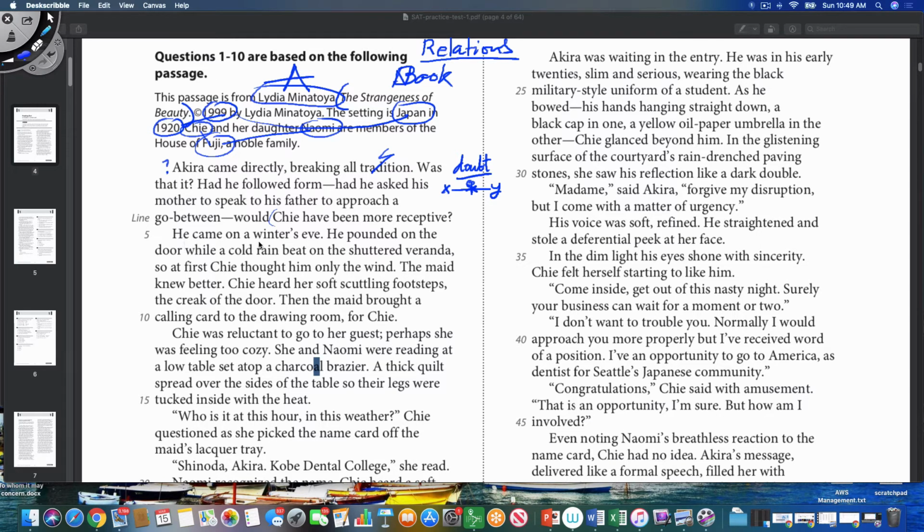Next paragraph. He came on a winter's evening. He pounded on the door, cold rain beating on the shuttered veranda. So at first, she thought it was only the wind. The maid knew better. She heard soft, scuffling footsteps, the creak of the door. Then the maid brought a calling card to the drawing room for Chi. So this is the setup. A setup is basically giving you the background, the environment in which all this is happening.